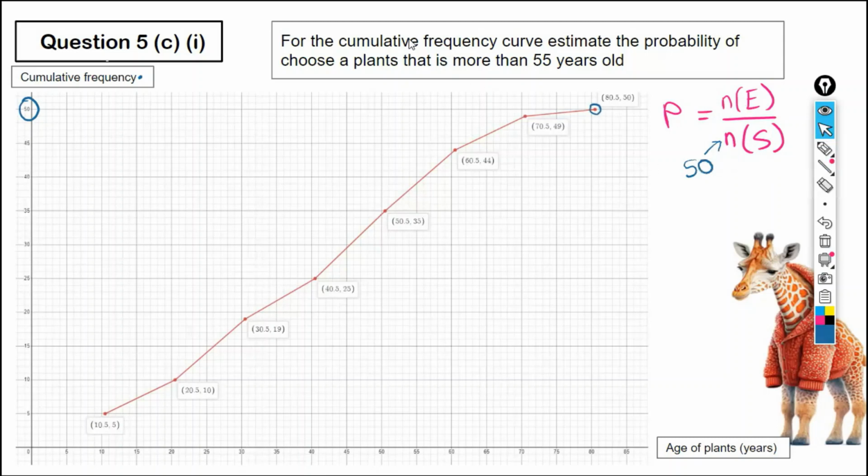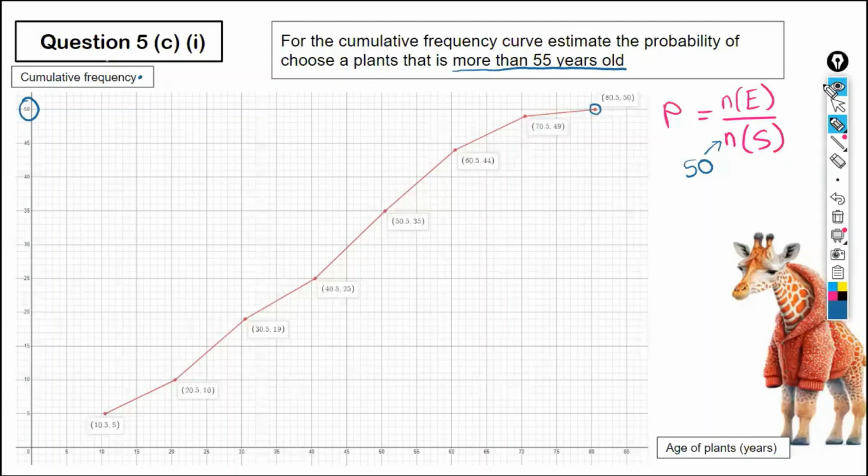Now we're trying to figure out how many plants are more than 55 years old. Now I'm trying to trick you in this question. More than 55 years old. So we go to the x-axis and we look for 55. 55 is here. So we're going to go up, let it hit the graph and then go across. We're going to have a hard time going across here, but it's going to land somewhere close to 39. When it hits the y-axis here, I'm going to write it big. It hits at 39.